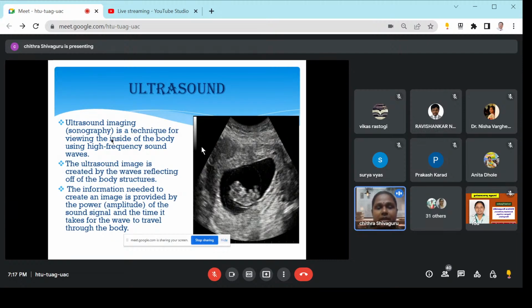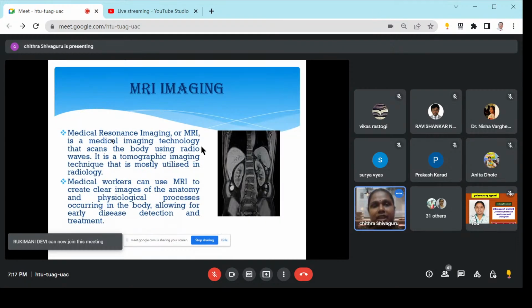An ultrasound image is created by the waves reflecting off of the body structures. So this is how ultrasound imaging is helping in the medical field. Next one, it is the MRI imaging. MRI means magnetic resonance imaging.